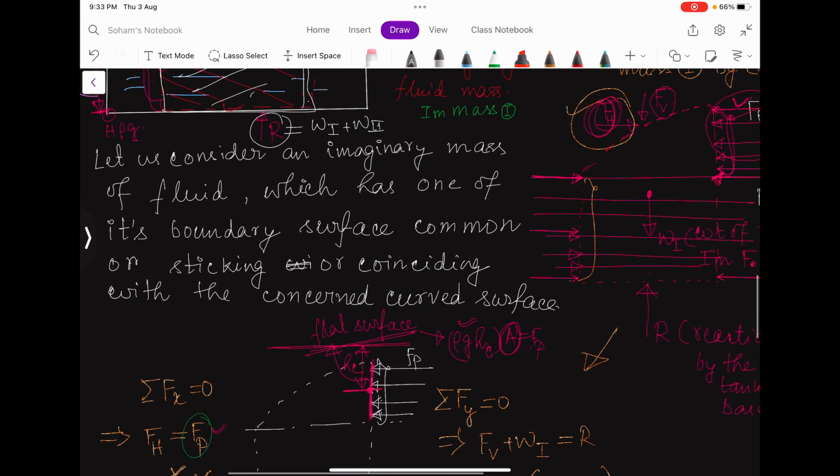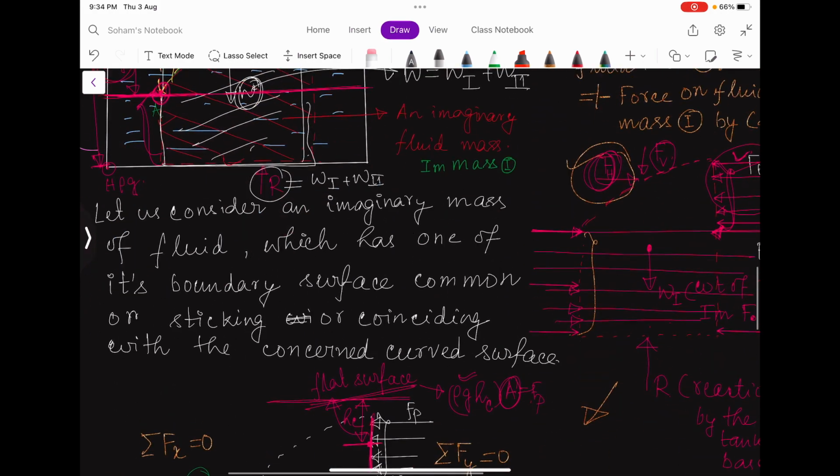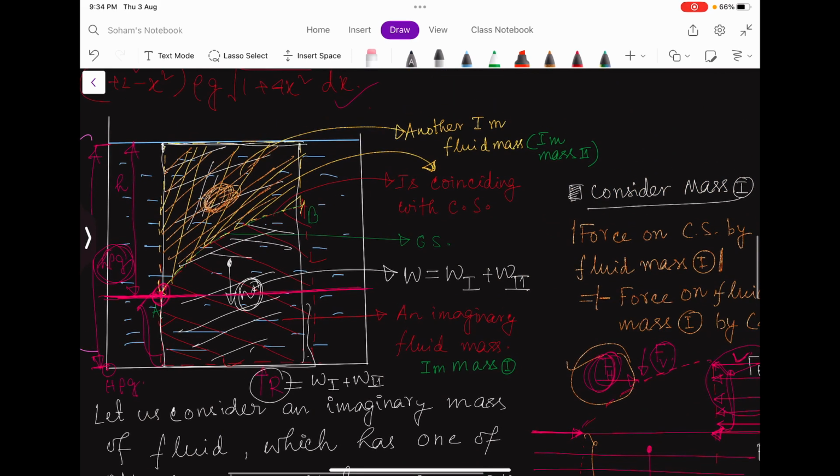But now, the thing has not ended actually. Now let us consider the same analysis considering this fluid mass that is above this curved surface. So in the video, because of the inertia of speaking, I have pronounced this curved surface many times as control surface, but don't be confused, that is my silly mistake. There is nothing called control surface here, but this AB is called curved surface here.